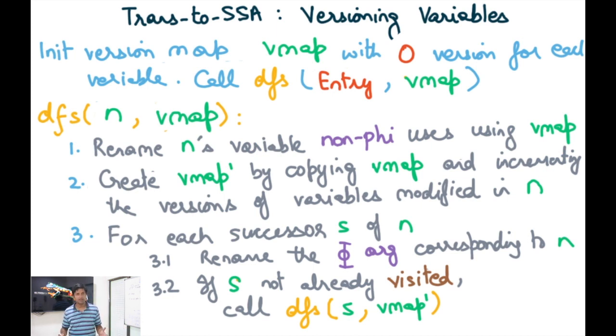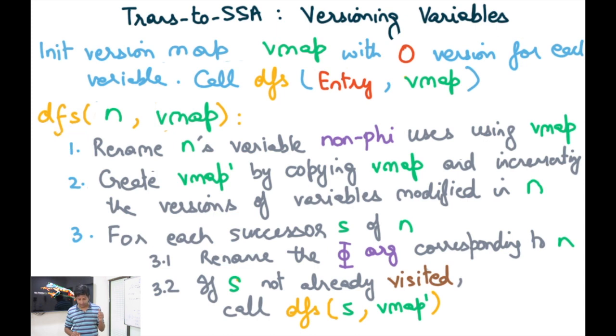Okay, so this is our pseudocode for the DFS traversal. It's pretty much the standard depth-first search traversal with a slight twist because of the phi nodes. I want to talk about that very quickly soon. So we initialize the version map, which is the version map for every variable. And this initialization basically gives 0 version for every variable in the program. Initially every variable is given the 0 version. And then we call the recursive depth-first search procedure, which I'm going to call DFS, on the entry node of the control flow graph, with this VMAP, which is initialized with 0 version for all the variables.